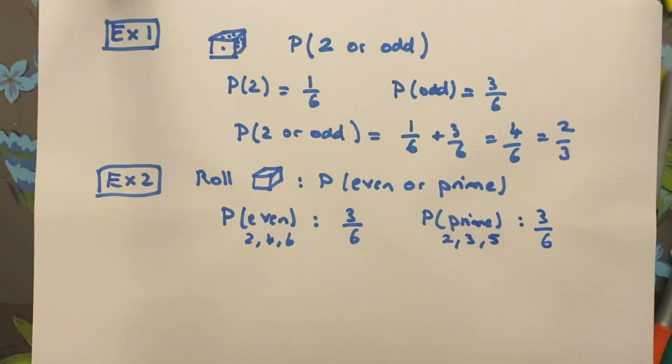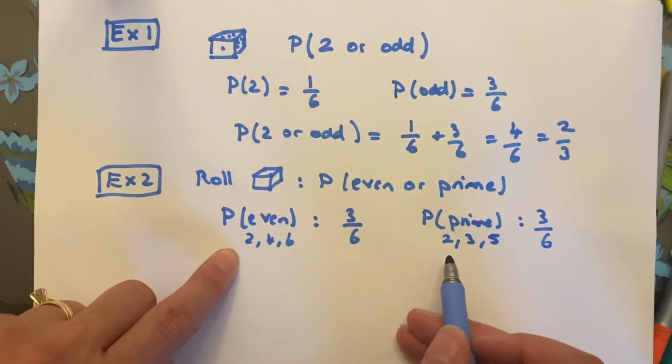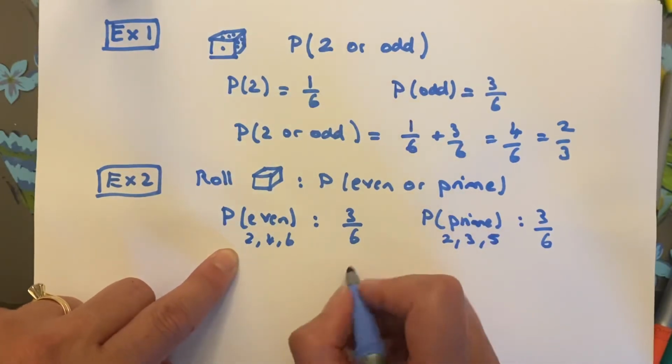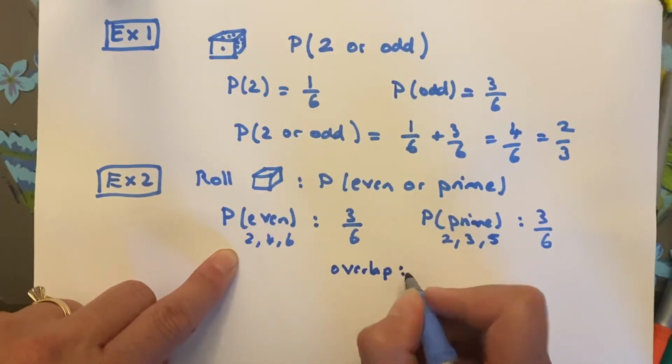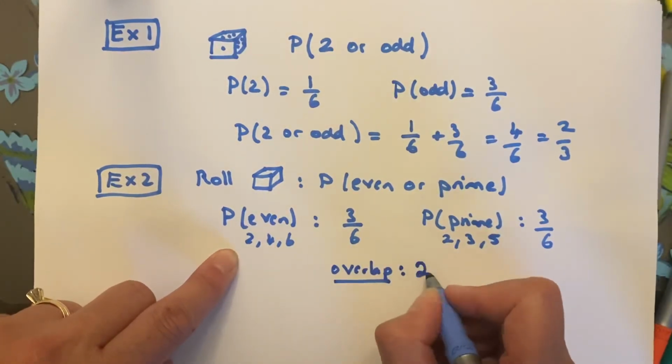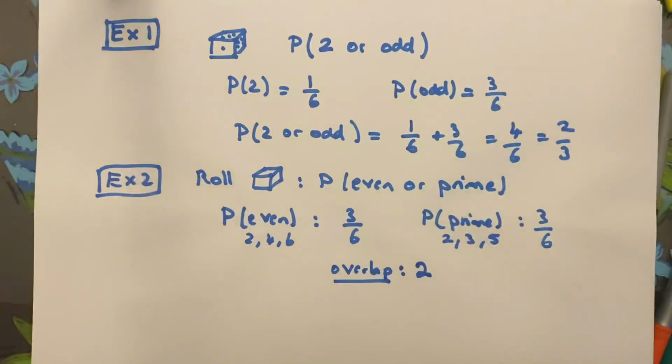But we have some overlap, right? The number 2 overlaps in both. So we have an overlapping event. We have an overlap, which is 2. So that's one number that is overlapping, right?